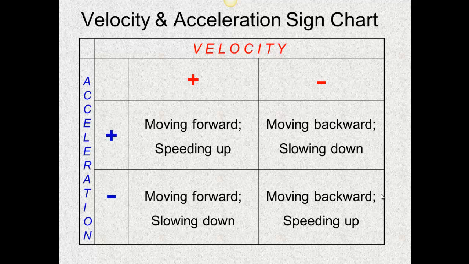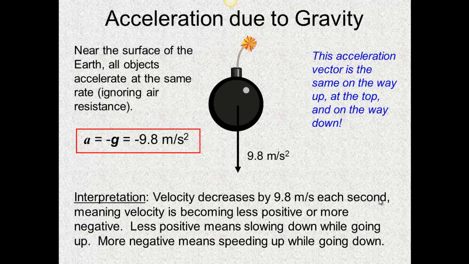If you're moving with positive velocity and you've got a negative acceleration, that means you're slowing down and you're moving in the forward direction. And if you've got a negative velocity and a negative acceleration, that means that you're moving backwards and you're actually speeding up. Right, so looking at that over there.